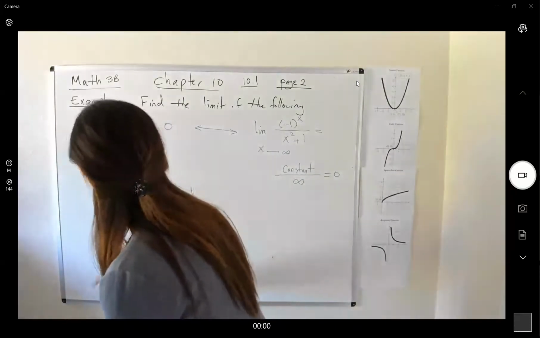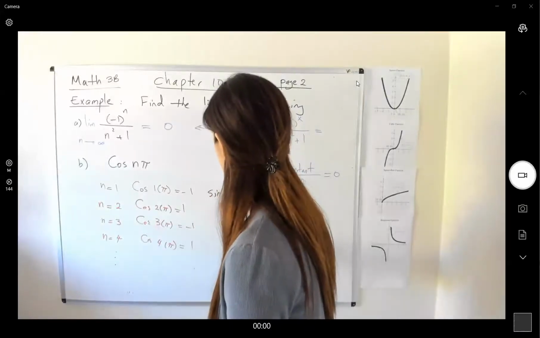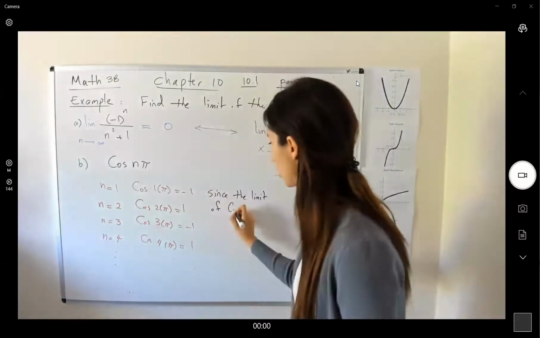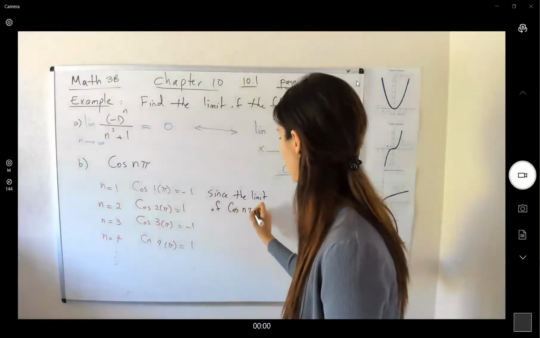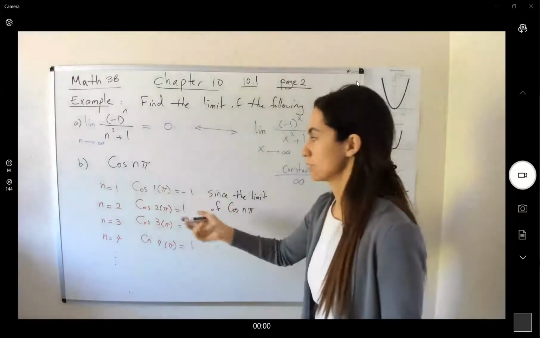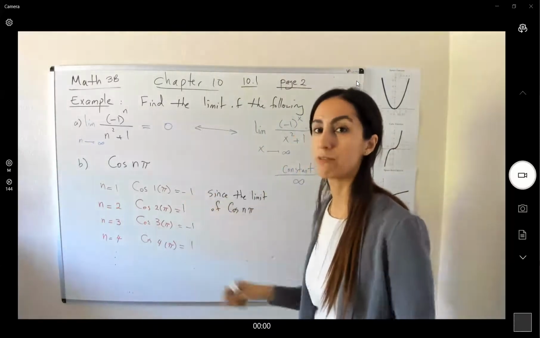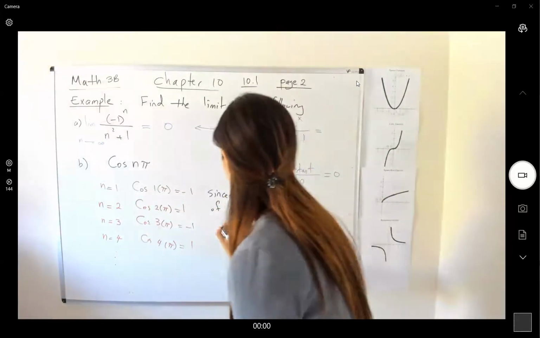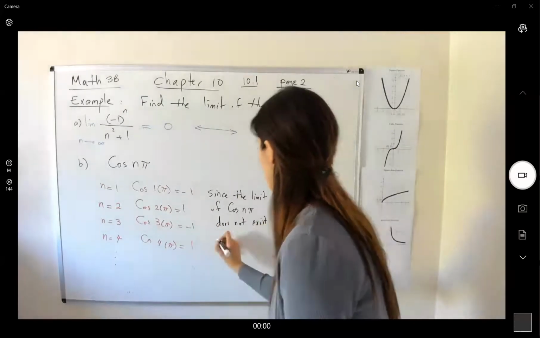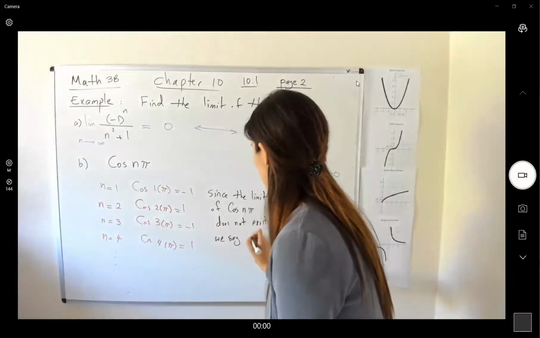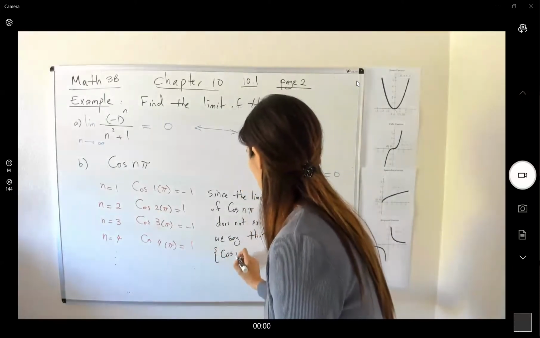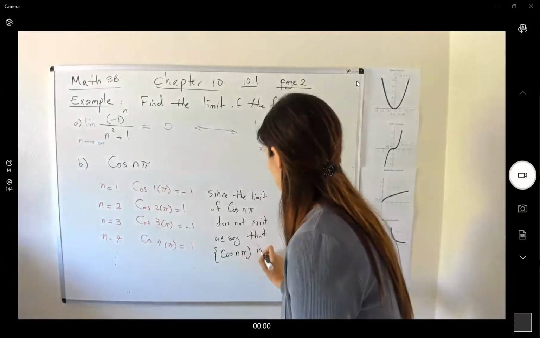We can continue this process. Since the limit of cosine n pi doesn't exist, we don't know if it's -1 or 1. We cannot decide on that. It does not exist. We say that this sequence cosine n pi is divergent.